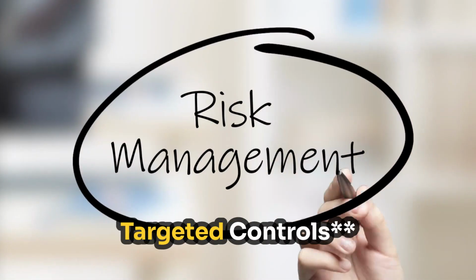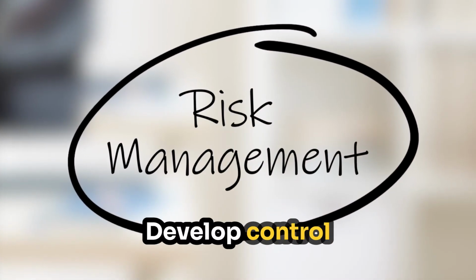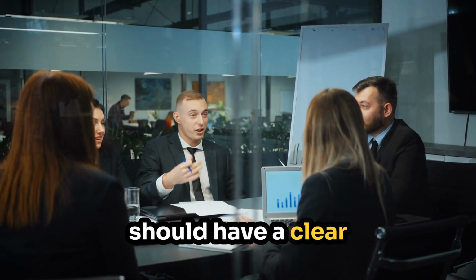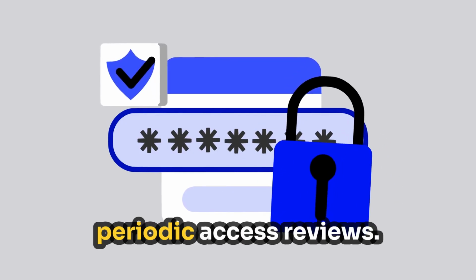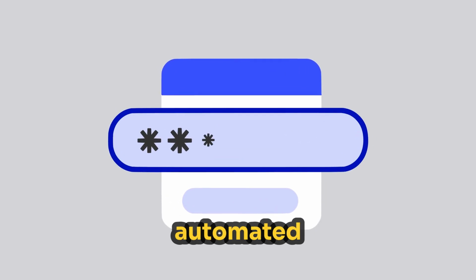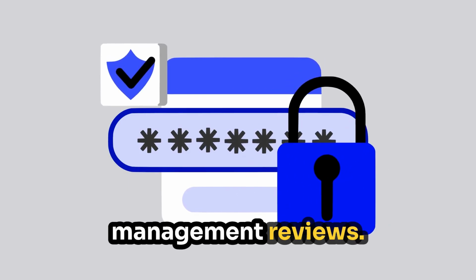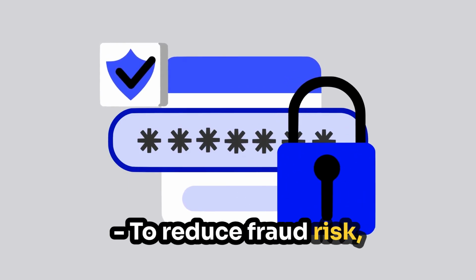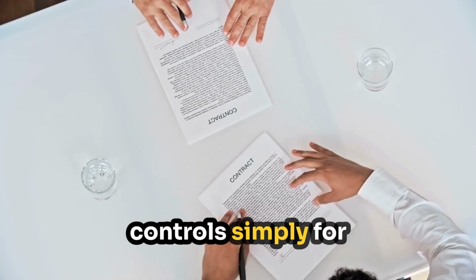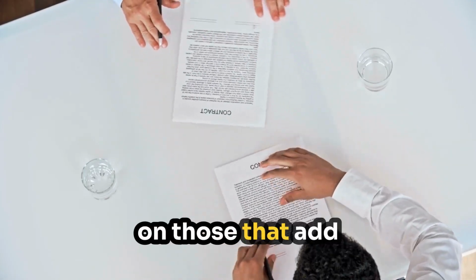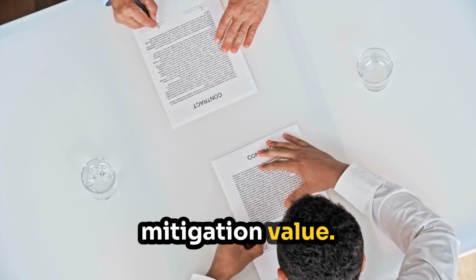Step 3. Design targeted controls. Develop control activities that directly address key risks. Each control should have a clear purpose and owner. To mitigate the risk of unauthorized access, implement multi-factor authentication and periodic access reviews. To address inaccurate reporting, establish automated reconciliations and management reviews. To reduce fraud risk, enforce segregation of duties and approval limits. Avoid adding controls simply for compliance. Focus on those that add measurable risk mitigation value.